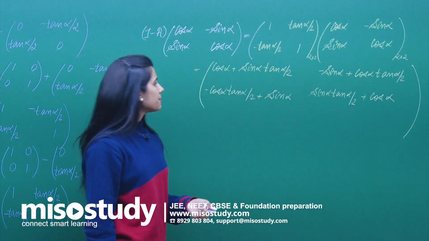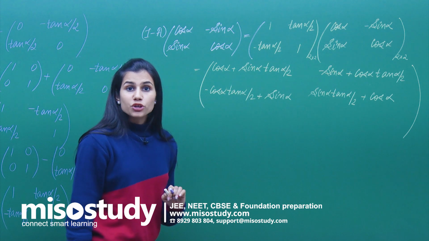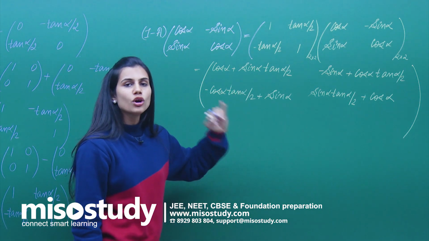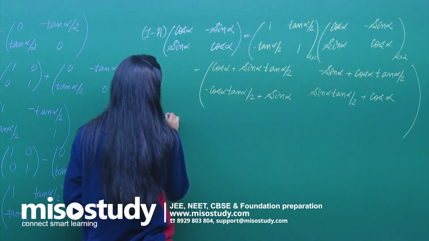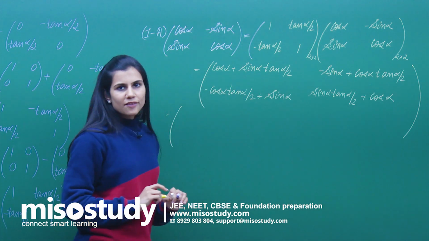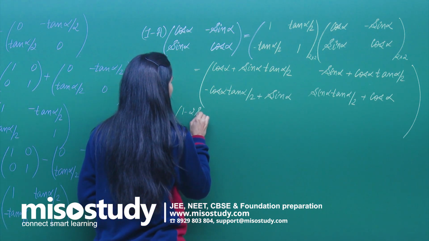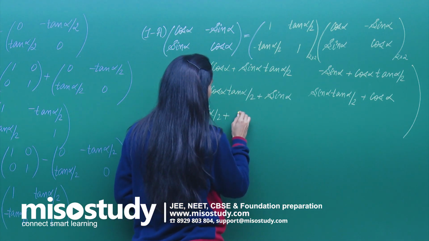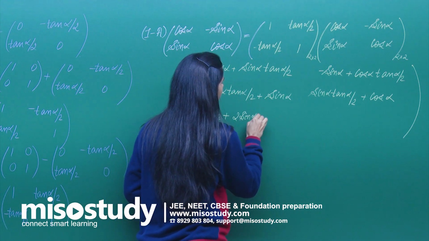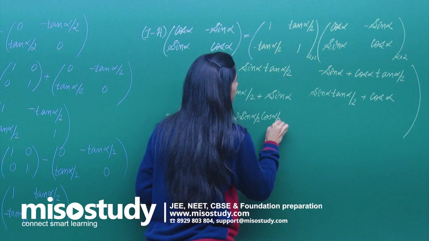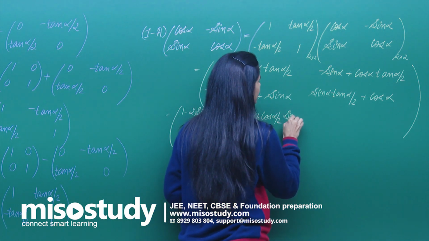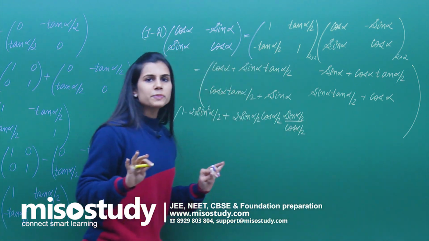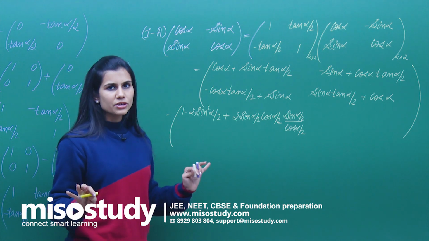And now it's time to somehow relate alpha with alpha by 2. You all know by what formula I can write sin alpha in terms of alpha by 2, or cos alpha in terms of alpha by 2. Let's recall that. I can write cos alpha as 1 minus 2 sine square alpha by 2, sine alpha can be written as 2 sine alpha by 2 cos alpha by 2, and tan alpha by 2 can be written as sine alpha by 2 upon cos alpha by 2. Just see how everything is being converted in terms of alpha by 2 with the help of trigonometric identities.